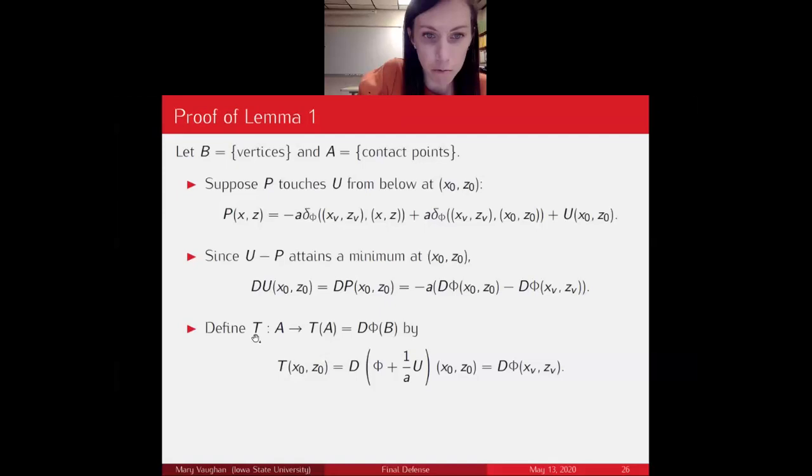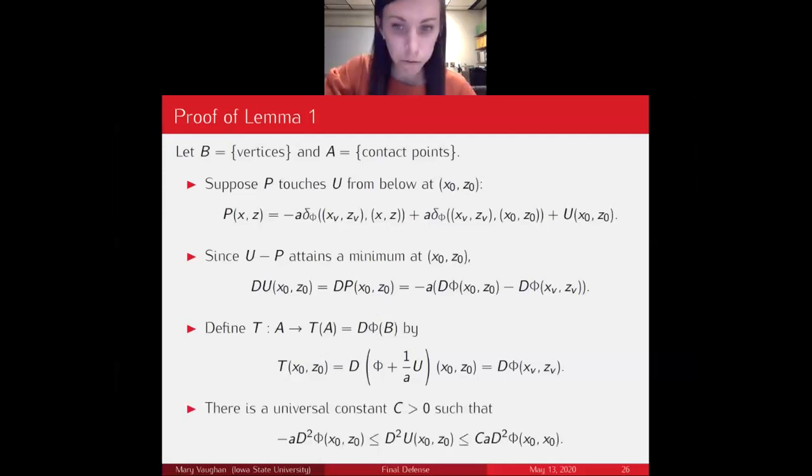And so we define a map T from the set of contact points to the derivative of phi of the vertices, in this way. And because we don't touch on the set z equals 0, and we are, in fact, a positive distance away, this is a Lipschitz map on the set of contact points. The only problem with phi is at z equals 0.